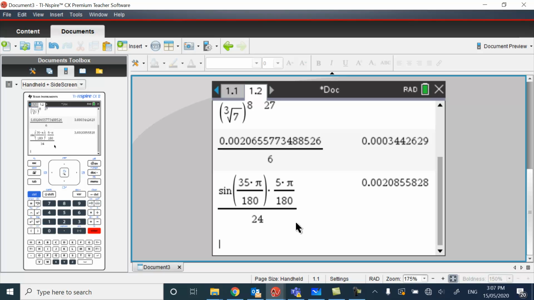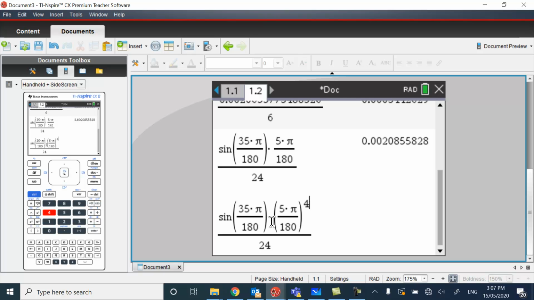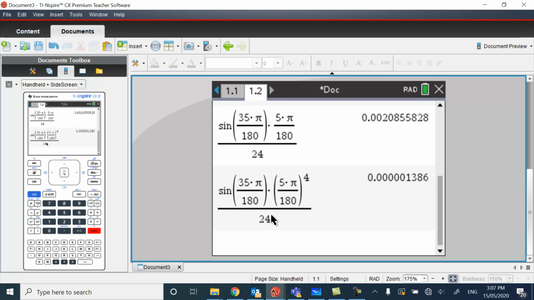Oh, gosh, Mr. Stewart, you forgot to put this in a bracket. I've got to copy the whole thing again, sorry. Control C. Sorry about that, everyone. I've just got to put this in a bracket and raise that to the power of 4. And that's the correct answer. Okay, that makes more sense. So that's how we do that particular question. Thank you very much.